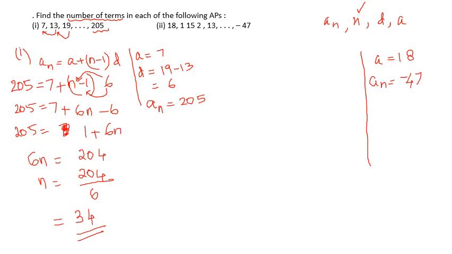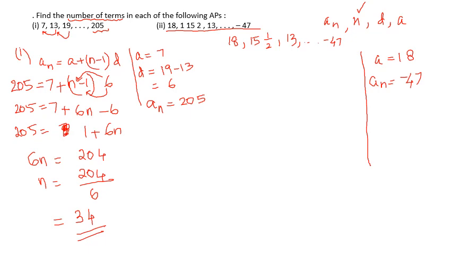18. Second one is? There is some mistake. The question is wrong. So if I go for solving it, it's not going to help you. Okay, so it is 18, then it is 15 1/2, then you have 13, etc. up to minus 47.